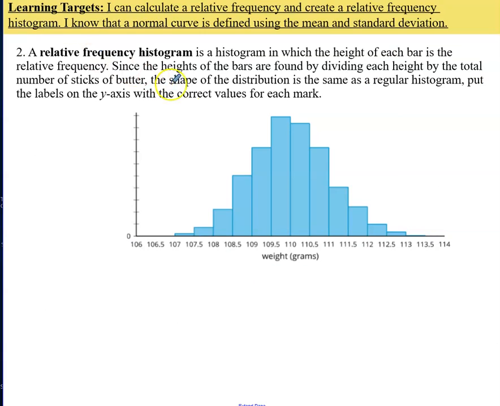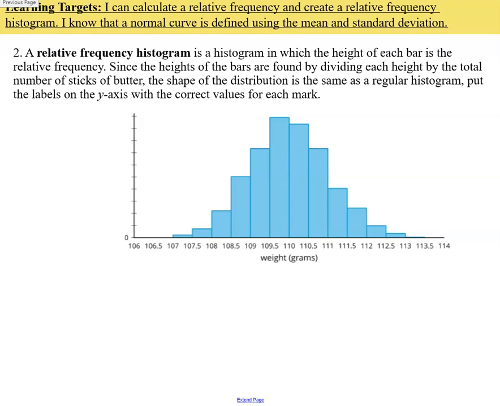And so a relative frequency histogram is a histogram where we look at the relative frequency, which would be like a percentage. And so we could fill in this y-axis with different percentages that would represent the percent of sticks of butter that would fall into each category. So if you wanted, you could take a second and you could pause the video and you could fill in those percentages on the side of your histogram.